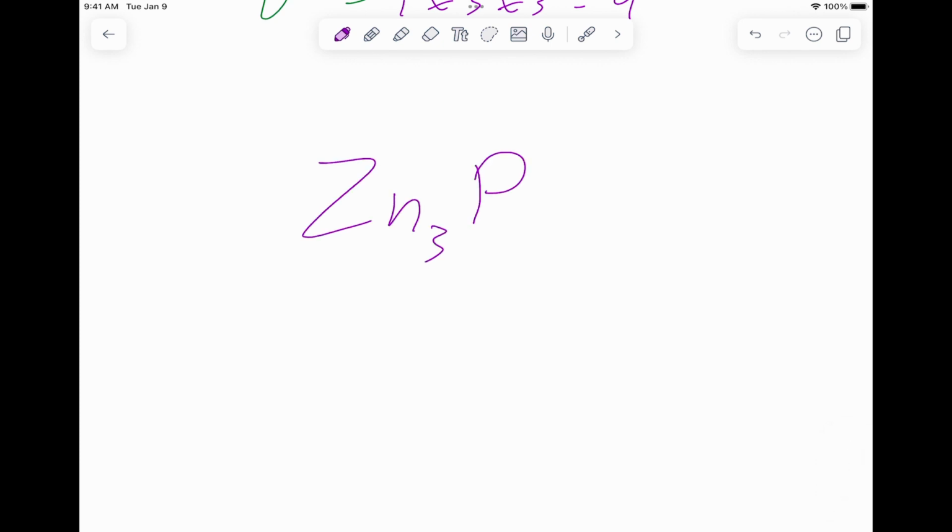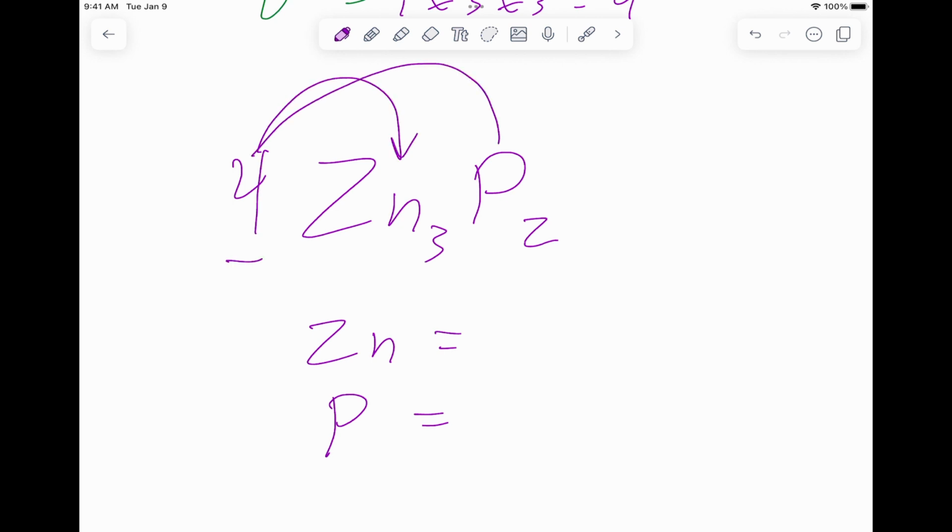phosphide, and there's 3 zincs, and there's 2 phosphorus. So zinc and phosphorus, and there's nothing, oh, there is something out here. There's a 4 out front here now. So that 4 is going to multiply to the zinc. That 4 is going to multiply the phosphorus.